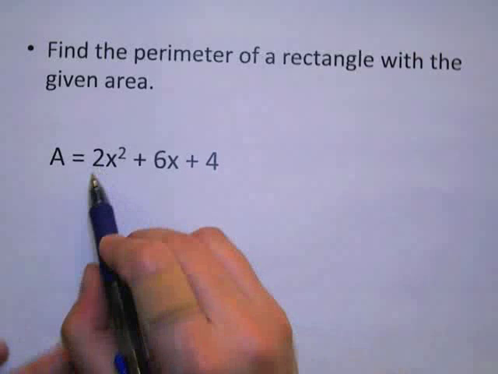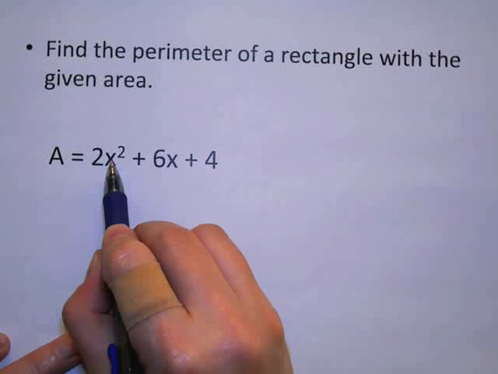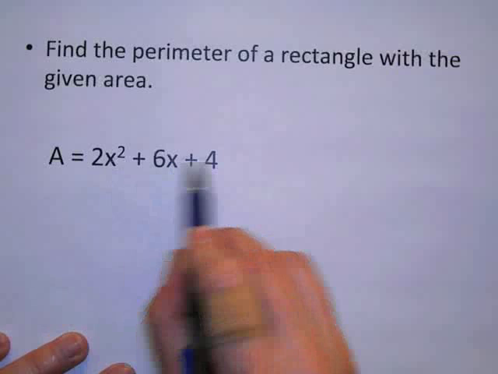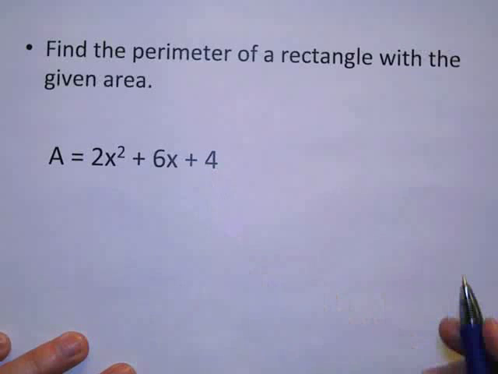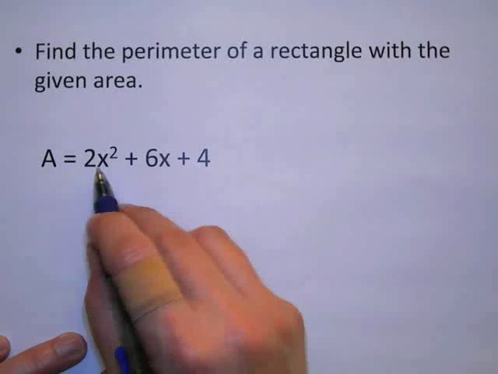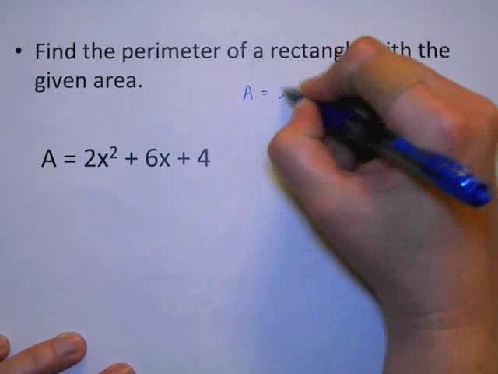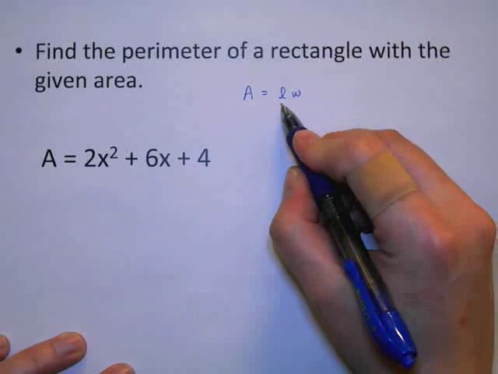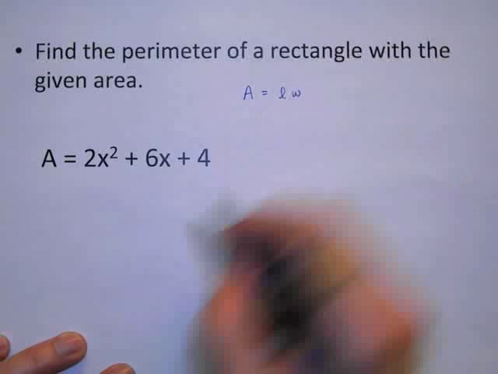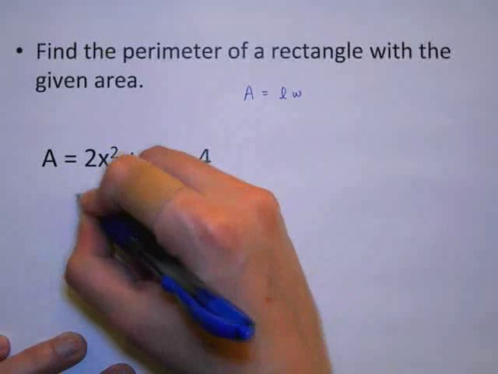All right, but now I see that this problem is set up where I have an x squared as the first term, an x, and then just a number. So what I'm going to want to do here for sure is MARF. I see that this is set up to do a MARF. And again, area equals length times width, so I'm looking to find my length and my width so I can find the perimeter. All right, so let's go ahead and go through our MARF steps.